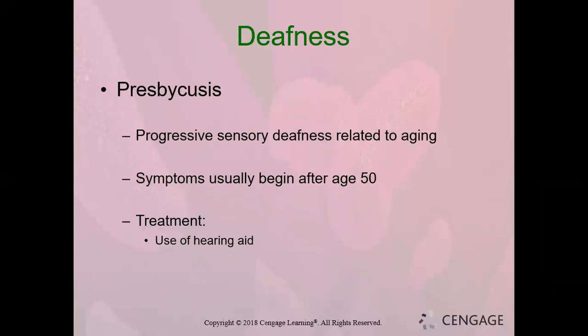Okay, so this is more of a progressive sensory deafness related to aging. This is something that usually occurs later in life, and deafness is all that it really boils down to, and people are going to use a hearing aid. But most of the time, this isn't going to begin till after the age of 50. But there can be early hearing loss depending on what people do for a living.